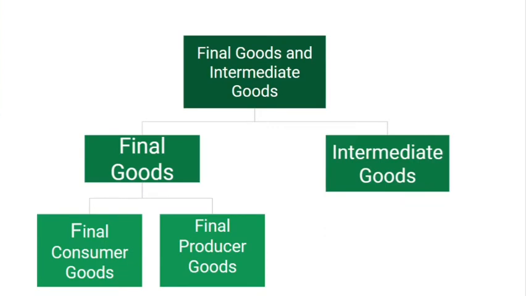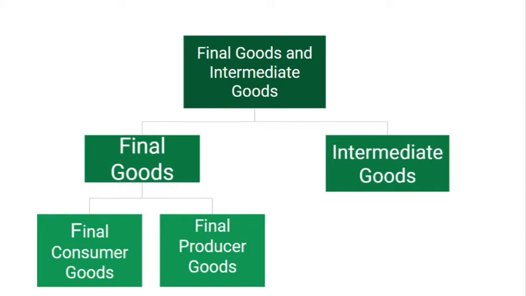So the first classification, final goods and intermediate goods. Final goods are classified into two more categories. First is final consumer goods, which means the goods which are purchased by the consumer for their direct satisfaction. And final producer goods are the goods which are consumed by the producer for further production. So these are the two final goods.